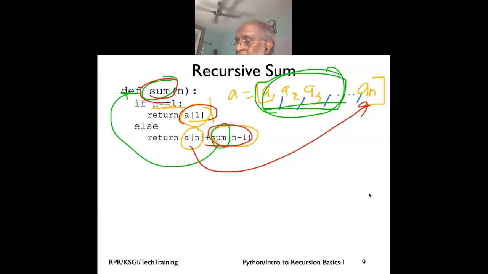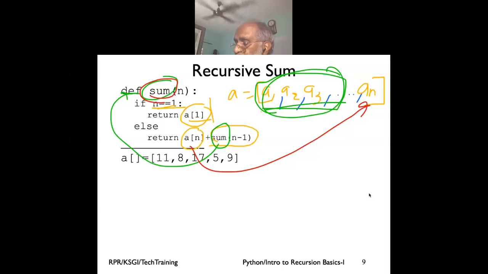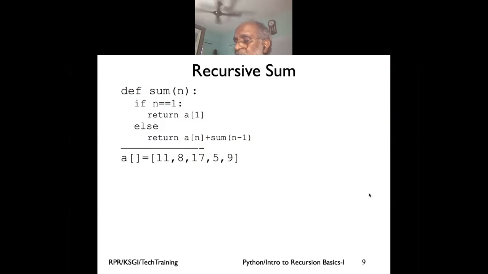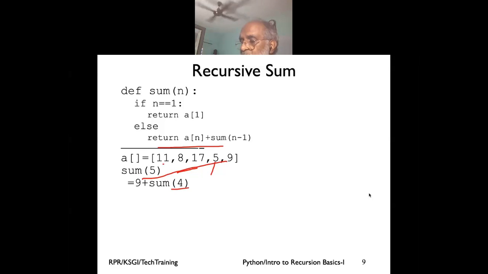Let me give an example. Consider the following array elements. Let A be this, with n equal to 5. I need to find the sum of 5 elements. So sum 5 would be the fifth element, which is 9, plus sum of 4. Sum of 4 is the fourth element plus sum of 3. So this becomes 9 plus 5 here, and sum of 3.